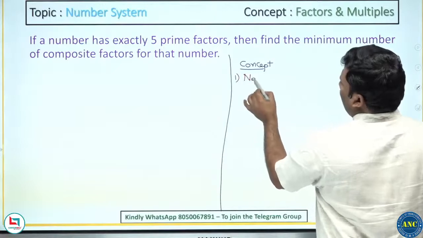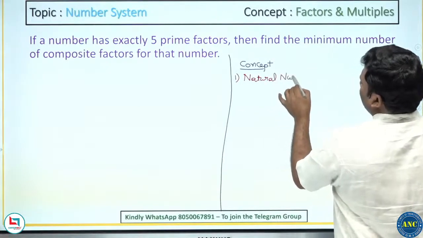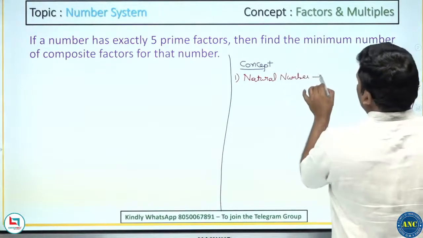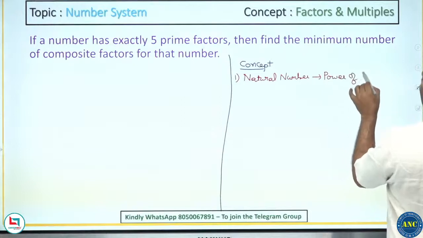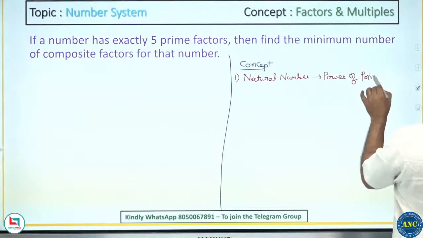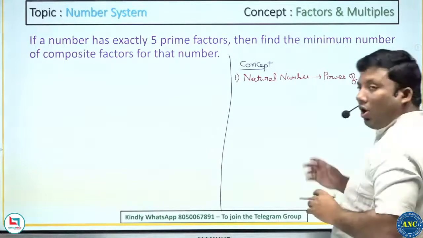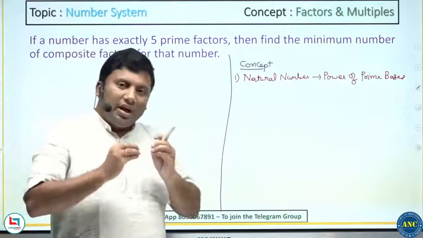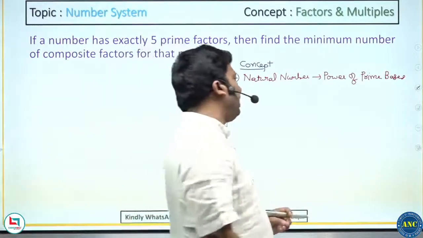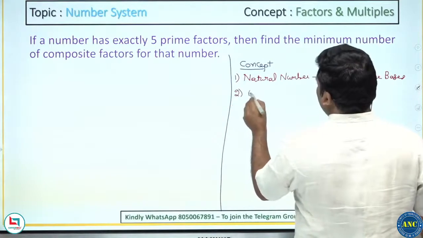Every natural number can be written as power of prime bases. All the problems, whatever I'm going to discuss, use this concept. A natural number is there, it can be written as power of prime bases. Second one, we will do with an example.